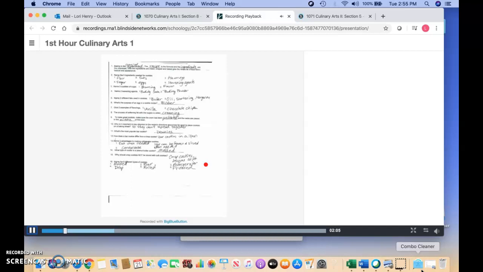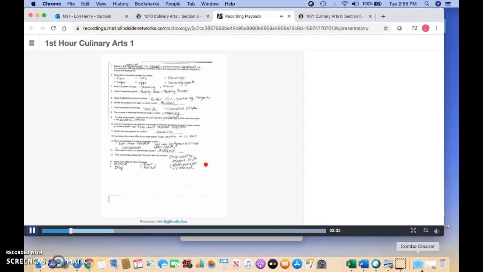6 ingredients that you need for cookies. And those of you that have made cookies, this is not anything new. Flour, sugar, fats, eggs, flavorings, and leavening agents. And as we go through those different ones, if you've never heard the word leavening agents, that's coming up here.